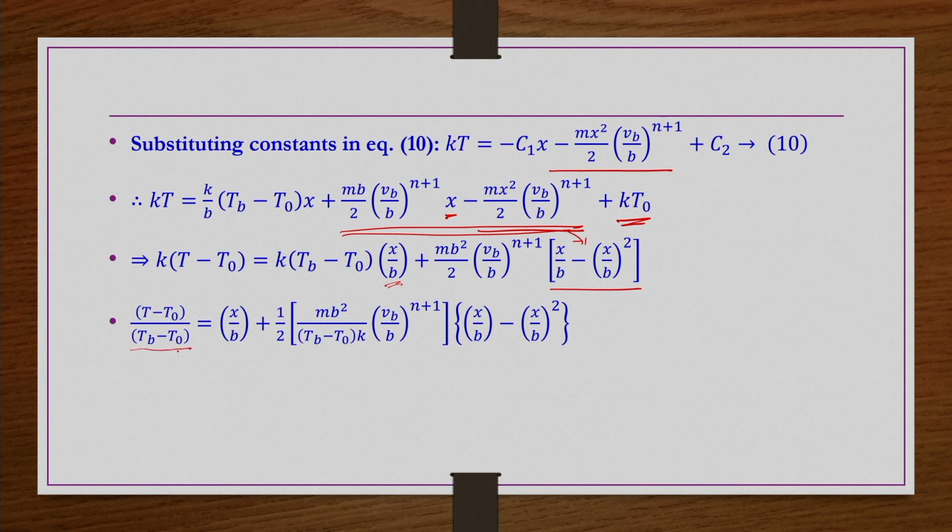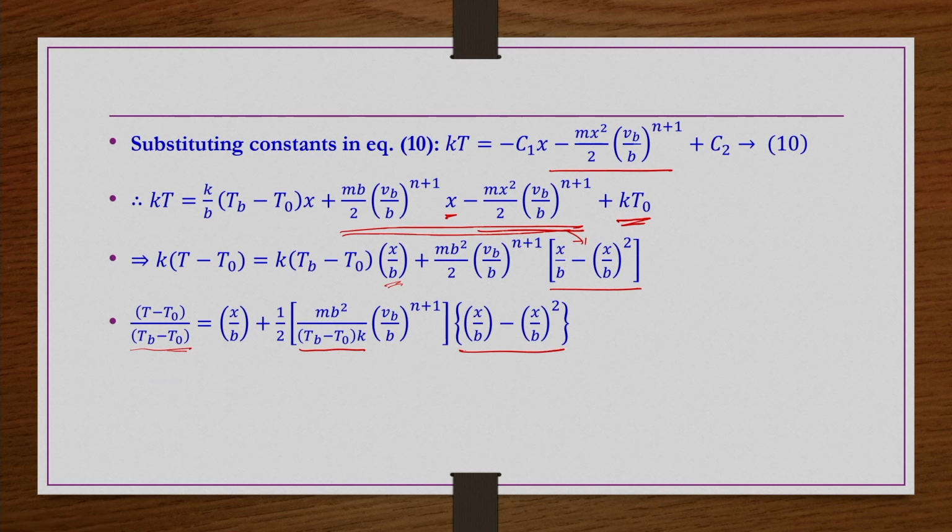So on the left hand side we have T minus T naught by T b minus T naught is equals to x by b plus 1 by 2 m b square v b by b whole power n plus 1 as it is, and then dividing by T b minus T naught k, and then multiplied by x by b minus x by b whole square as it is.